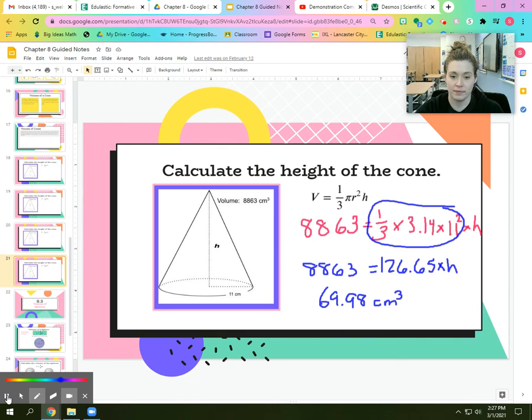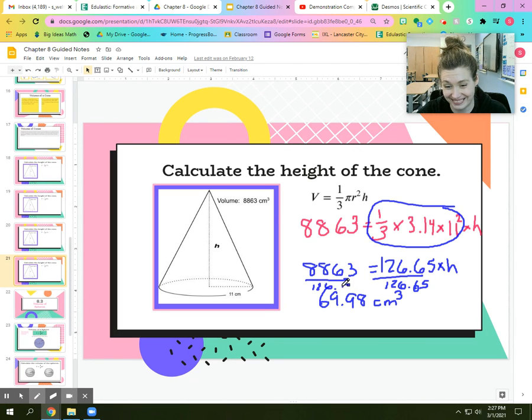And our last one, we have our volume. We plug it in for V equals 1/3 times pi times the radius 11 times the height, which is what we're solving for. So we multiply everything we know over here, which simplifies to 126.65. So then we cancel multiplication with division. So I divide both sides by 126.65. And that gives us about 69.98. So the height of our cylinder here is 69.98 centimeters when rounded to the nearest hundredth.